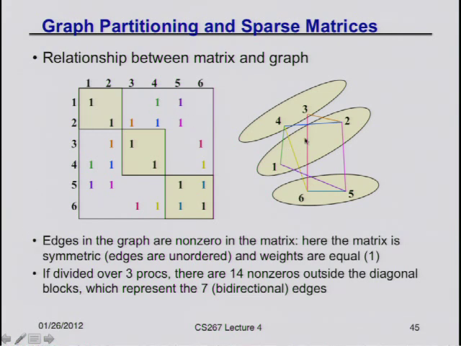So here's the same thing in the graph picture. I'm going to put 1 and 2 in one partition. Let me just draw a circle around them. I'm going to put 3 and 4 in a second partition, 5 and 6 in the last partition. And I want to count how many edges there are that connect different partitions, because each edge corresponds to a non-zero, which corresponds to communication.